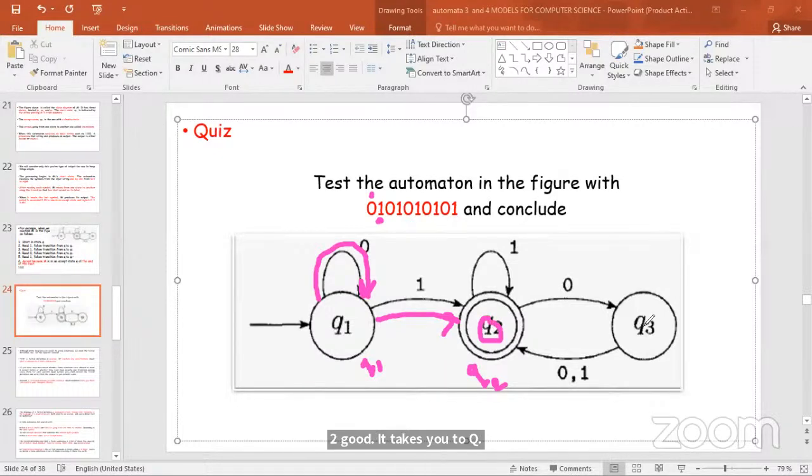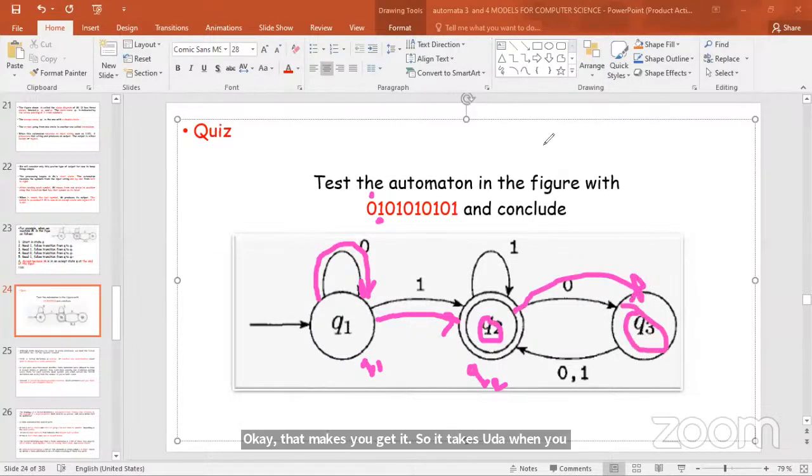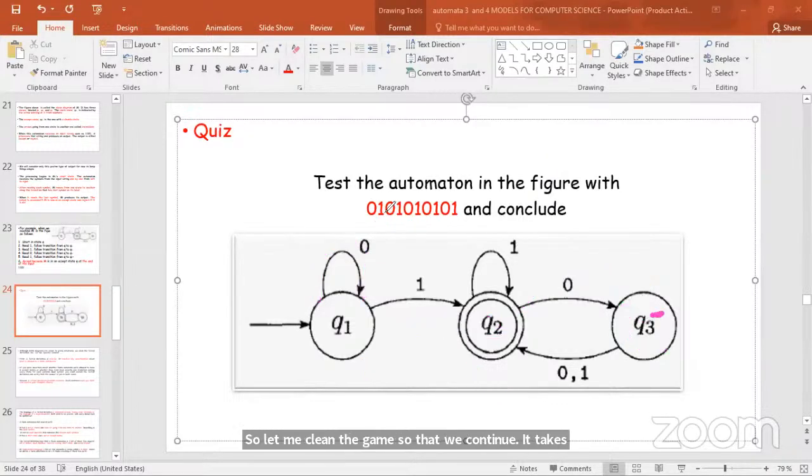Lawrence, do you understand that? Okay, that means you get it. So when you read 0, it takes you to Q3. So let me clean again so that we continue. So you are now at Q3 and you have read 0. The next one you read is what?